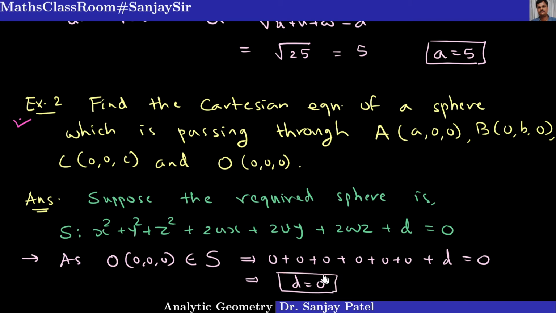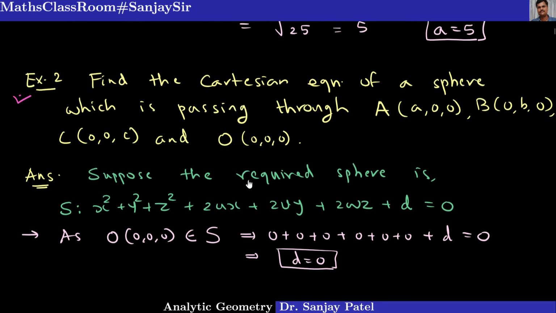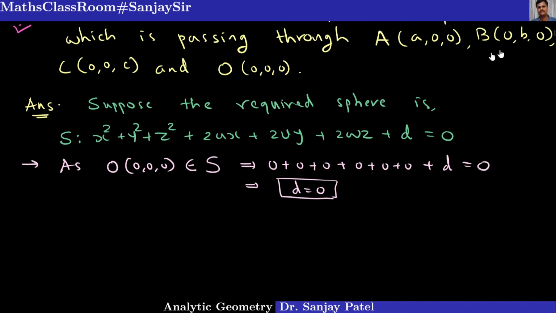Remember, we have assumed that the required equation of the sphere is this, and we don't know what these constants u, v, w and d are. So our job is to find these numbers, and we have got the first number d using the condition that this sphere is passing through the origin. Now this sphere is also passing through the three points a, b and c. So I will be using another condition.